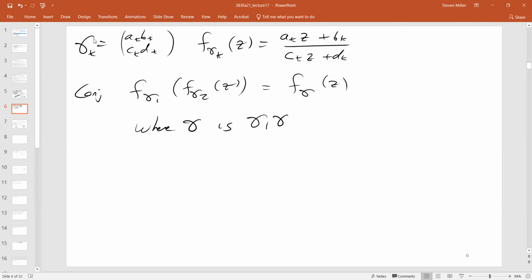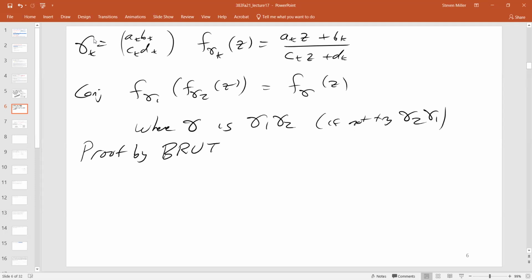So I believe that's the right order. If not, try gamma 2, gamma 1. And so you now have a conjecture to prove. Is this a hard conjecture to prove? How could you do it? Right. And what's that called? Proof by? There's a special phrase that people use for just doing it out. Brute force, right?